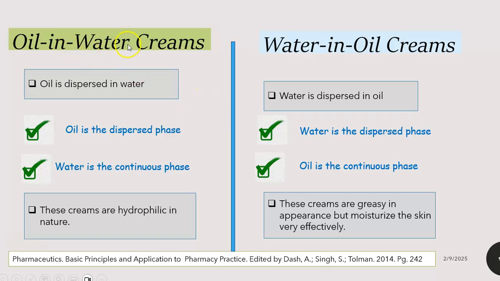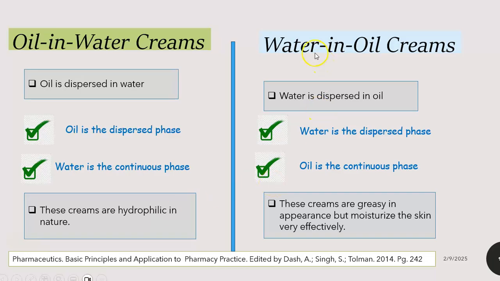Now, oil in water creams, as I said before, would be the oil dispersed in the water phase. And so water is the continuous phase, or what we would call the vehicle. Because of that, these creams are hydrophilic. They can be miscible with water and washed from the skin.